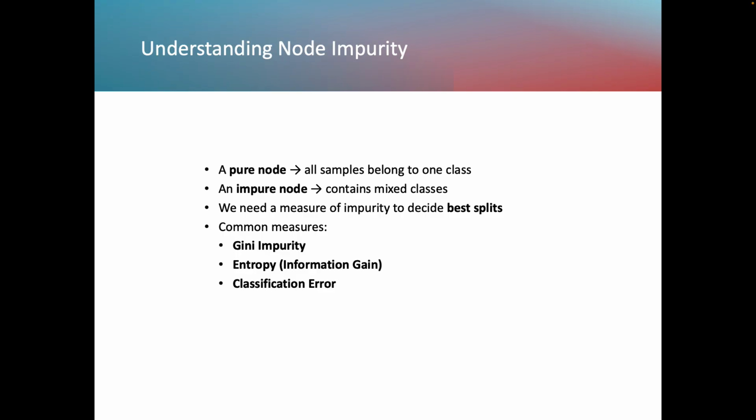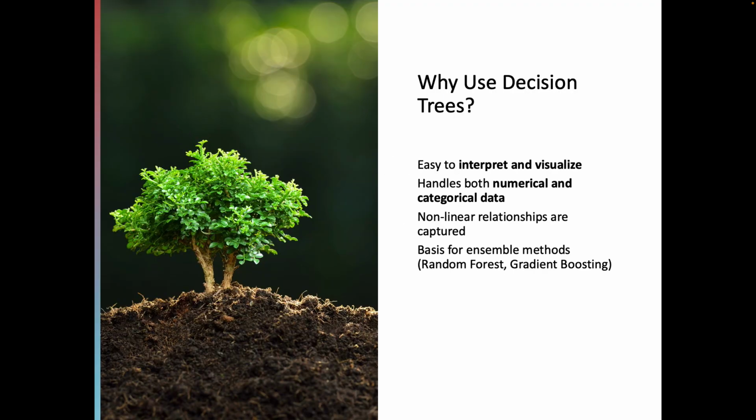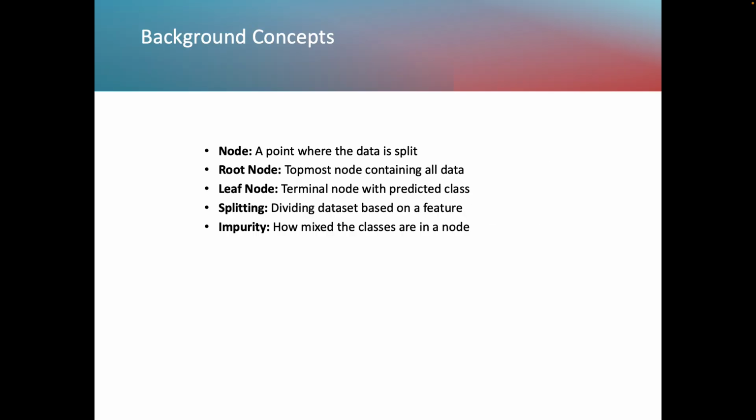Higher nodes have a higher impurity. If you keep going further down, down, down, these are called leaves. You have a root node, then leaf nodes, then you keep splitting and going further down. And impurity is how mixed the classes are in the node.